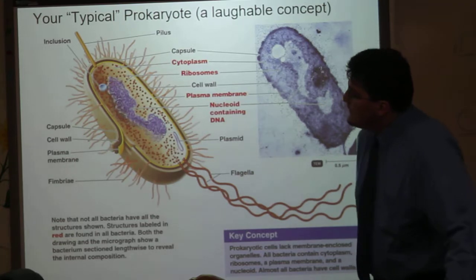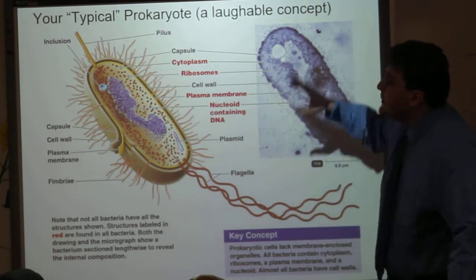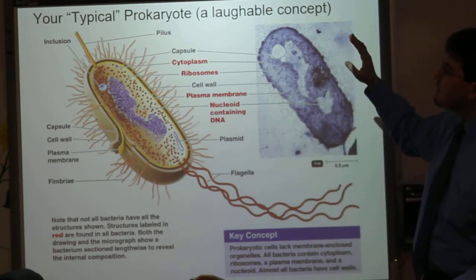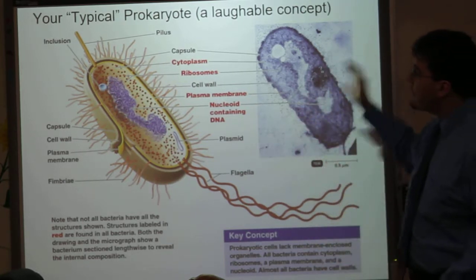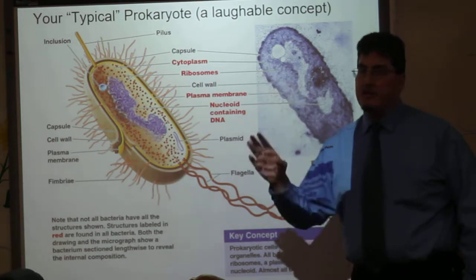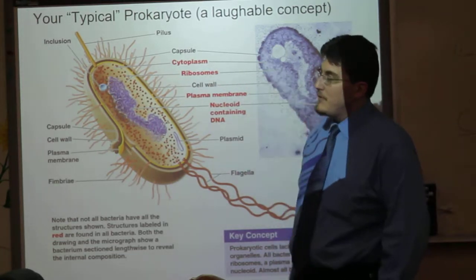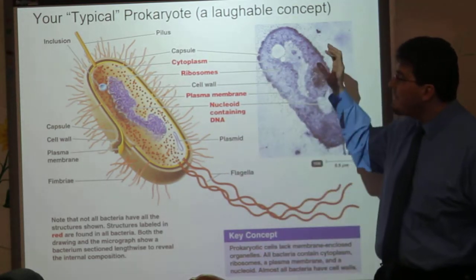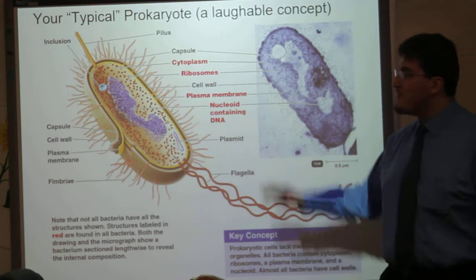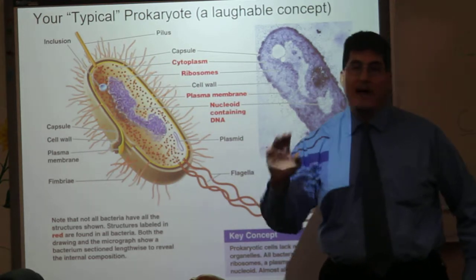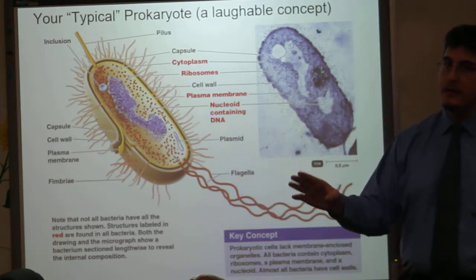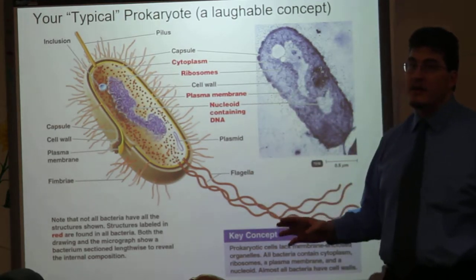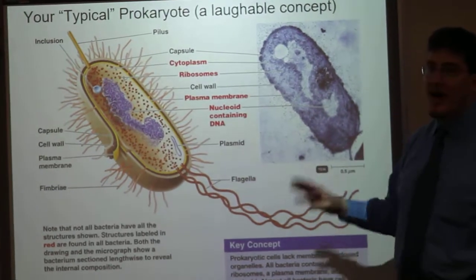Now, here's the deal. Typical prokaryotes, they can come in different shapes and sizes, but in terms of what organelles are there, all prokaryotes will have the following organelles. They will have cytoplasm, they will have ribosomes, they will have a plasma membrane, and they will have DNA. That's it. That's the only thing that they will have for darn sure. That's all that they are definitely going to have. Everything else that they're going to have, they may or may not have.